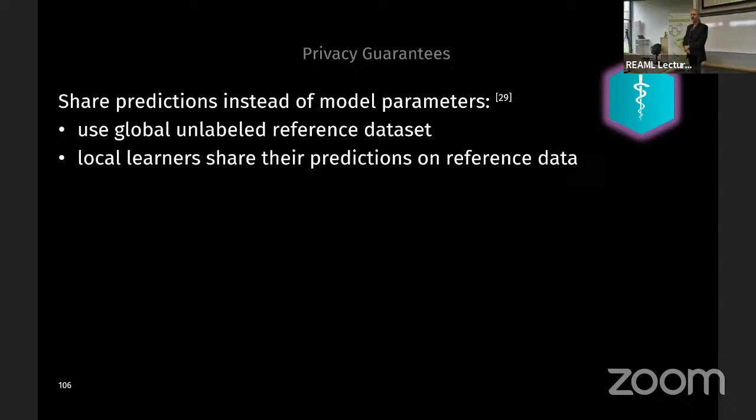All right. There's one other idea on how to improve on that, which is to share predictions instead of model parameters, in a kind of co-training approach. It was called distributed distillation. It was published at NeurIPS in 2021. And the idea is you have a global unlabeled reference data set. Instead of sharing model parameters, you share predictions on that unlabeled data set. The unlabeled data set is public, so nobody cares. And you just send the predictions.